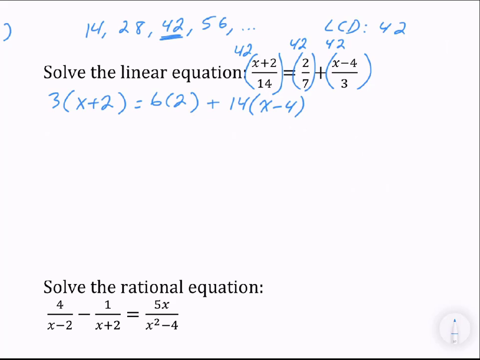Just like on that last question, we probably want to distribute, get rid of those parentheses. So you get 3x plus 6 equals 12 plus 14x minus 56.